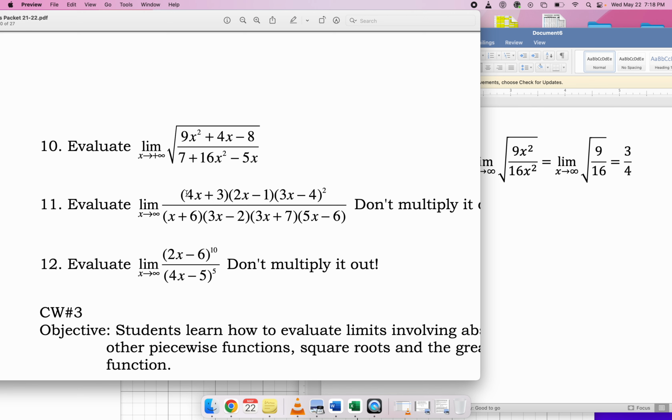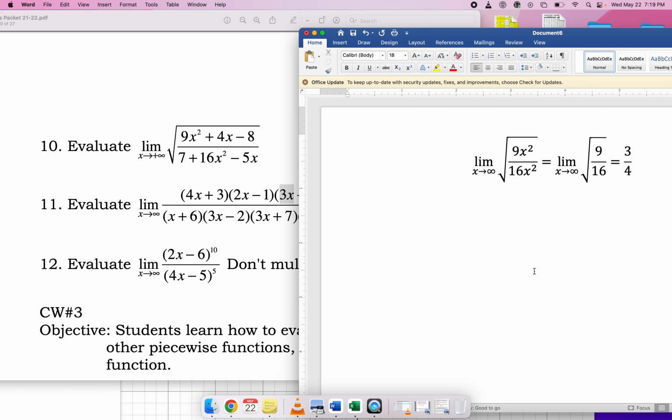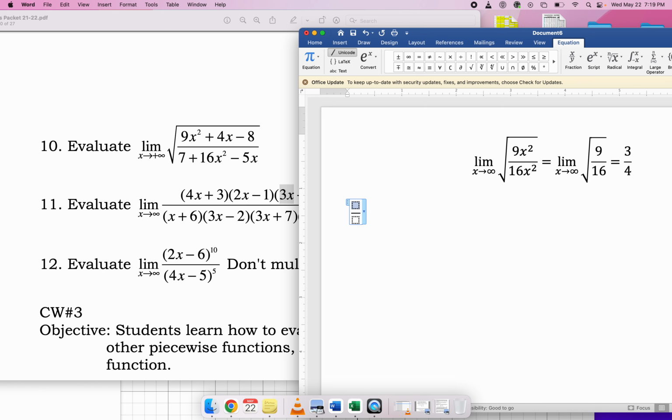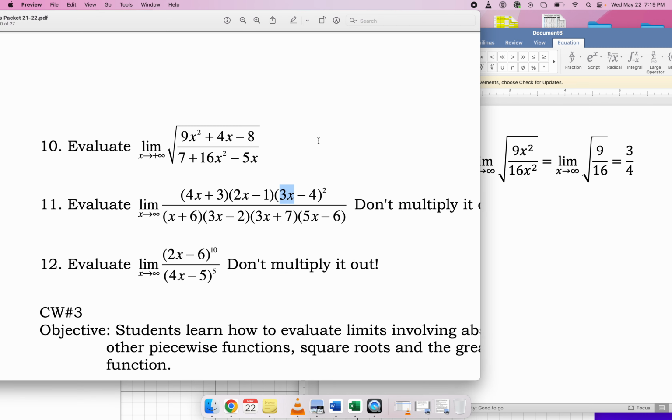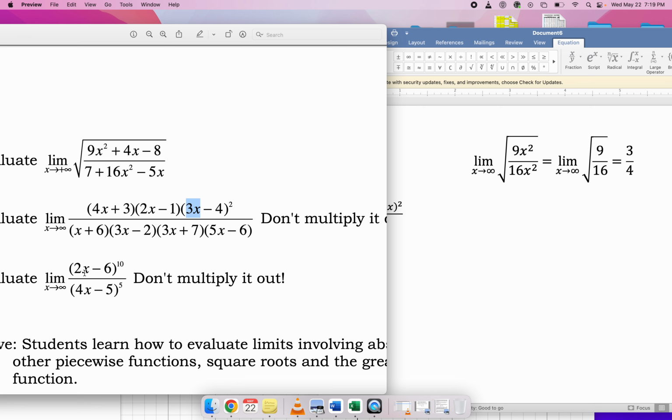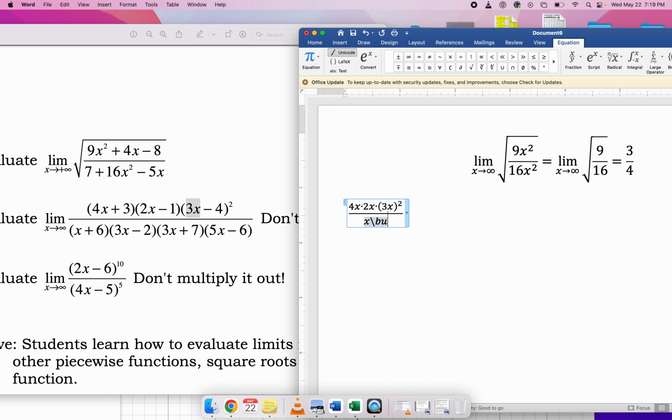Well, it's going to come from multiplying the 4x with the 2x, and well, you've got two copies of this 3x minus 4 factor. So your lead term, the fastest growing term in the numerator, would be 4x times 2x times (3x) squared. And likewise, in the denominator, the lead term would be the product of the lead terms of each of these factors, which would be x times 3x times another 3x times 5x.